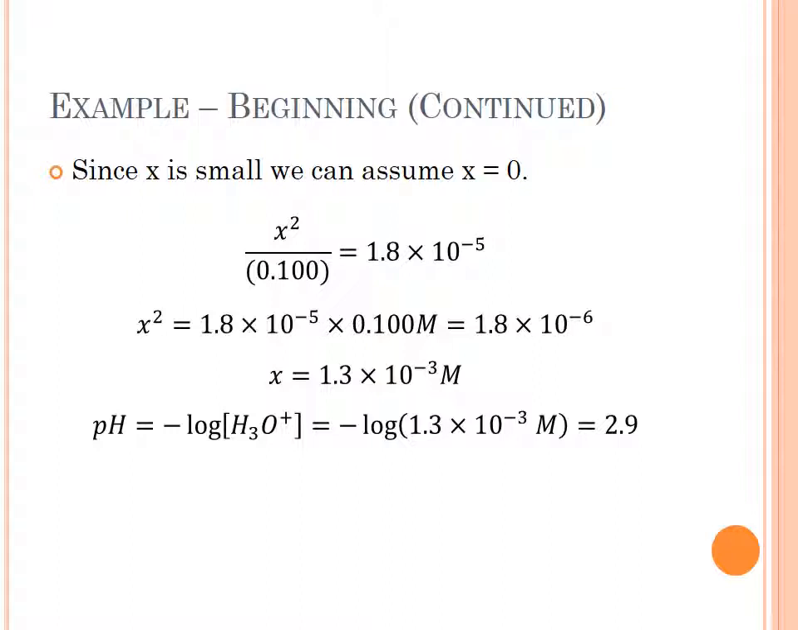And we find that we're starting at a higher pH than we did with the strong acid case because the weak acids just don't ionize this completely.